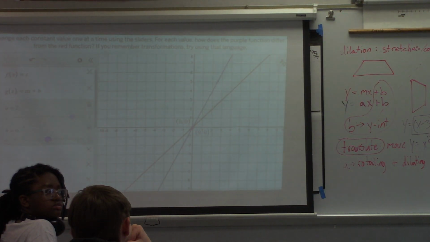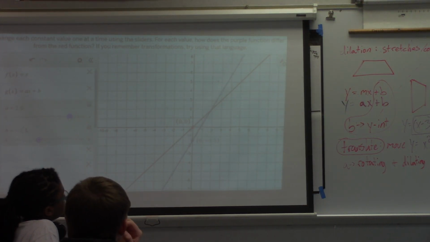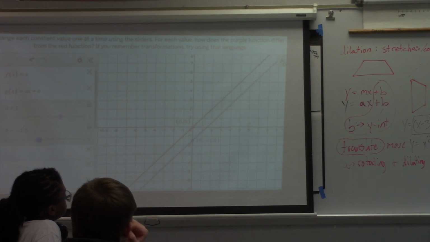What is B doing to this function? It's moving it up and down. Does anyone remember a transformation word for moving?